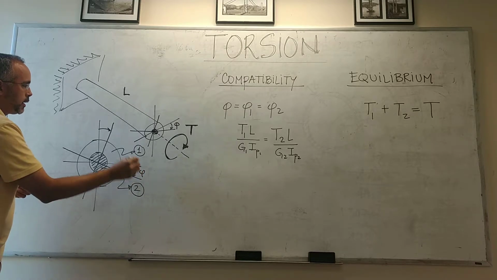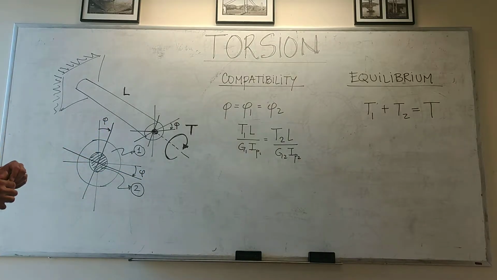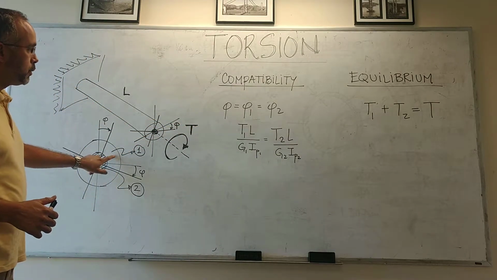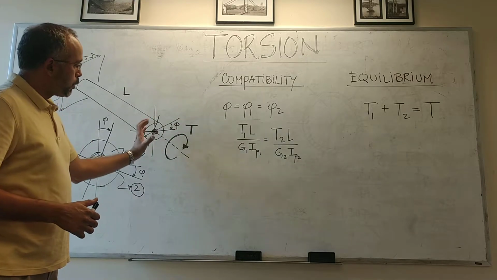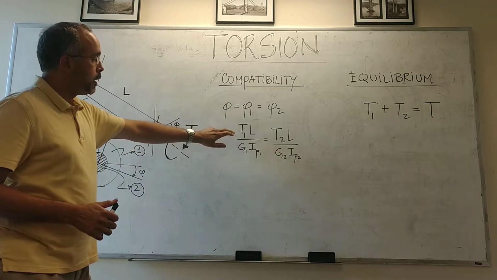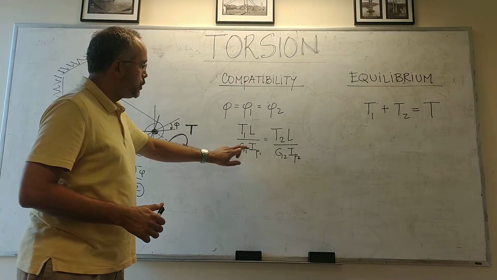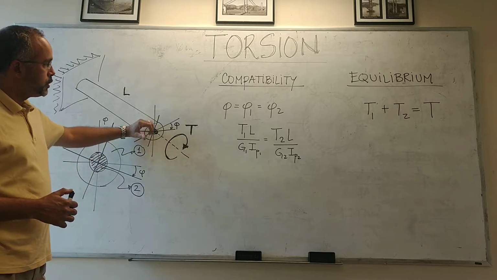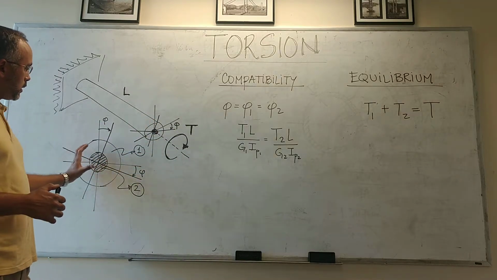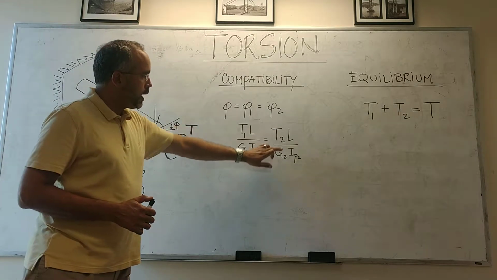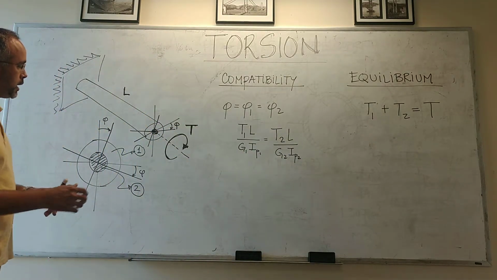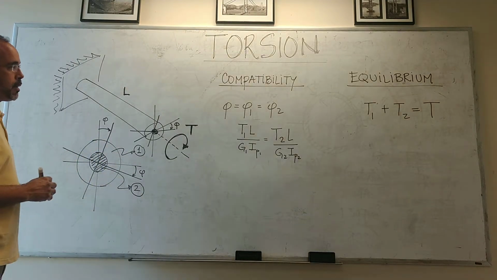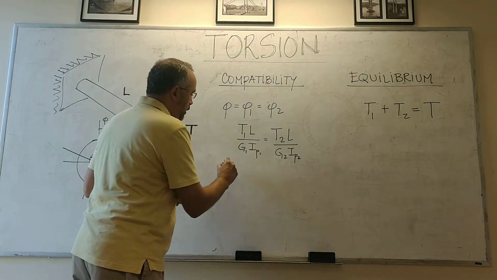And that's where we get our compatibility equation, where we say T1, which is the torque in material 1, the proportion of T that goes to material 1, times L divided by G1 IP1, that's the rotation angle, and T2 L over G2 IP2 is the rotation angle in the material at the core. So they both rotate the same amount, and this is where we get our compatibility equation.